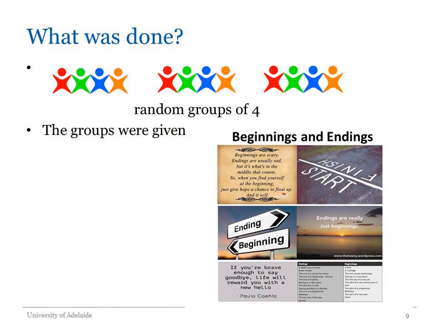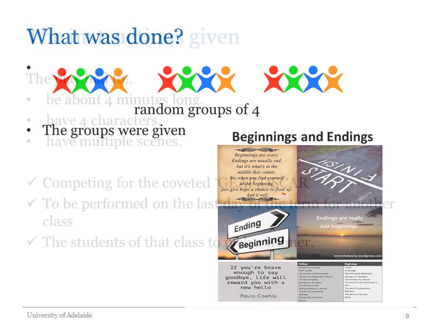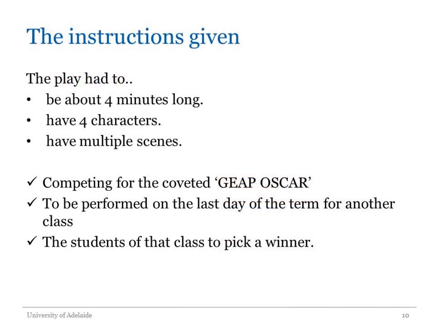When I gave my students this task, I told them that they had to write a play that had 4 characters in their groups. It had to be at least 4 minutes long and had to have multiple scenes. The students were told that they would be performing it to another class and that they were competing for the coveted JEEP Oscar. An activity that brings out friendly competition and rivalry is always a sure recipe for success.